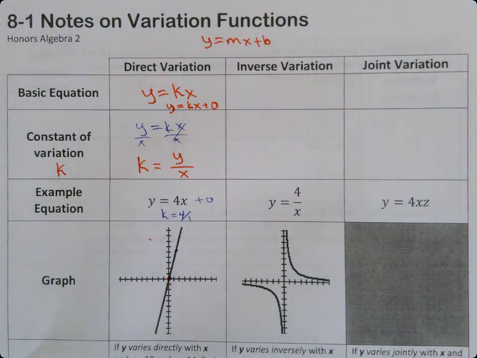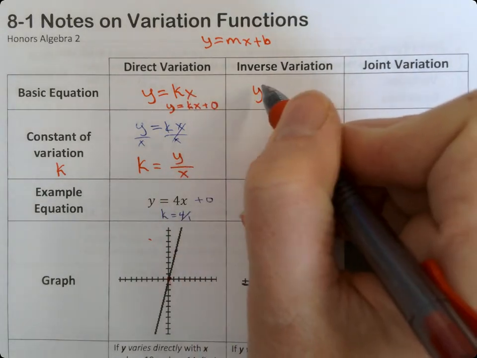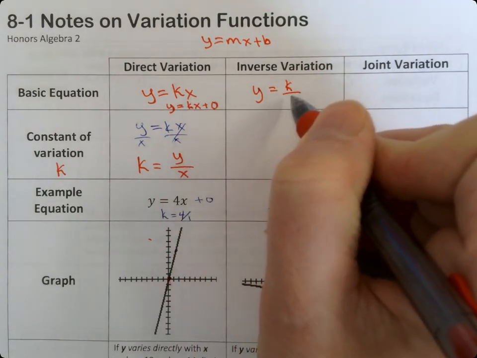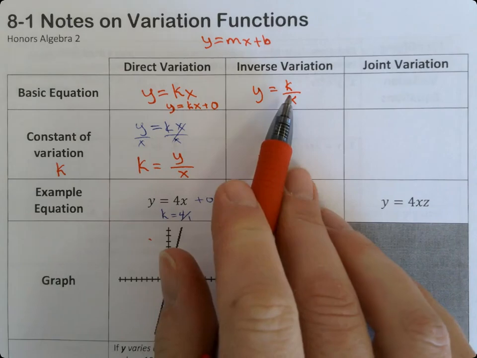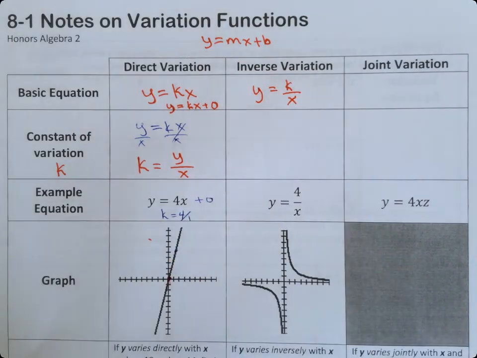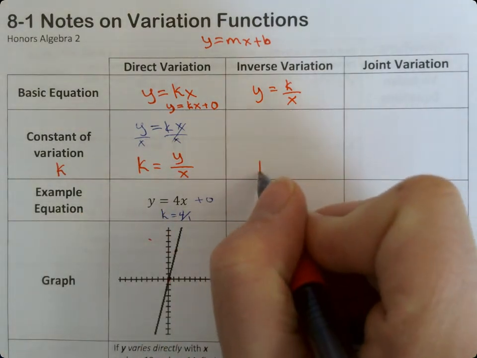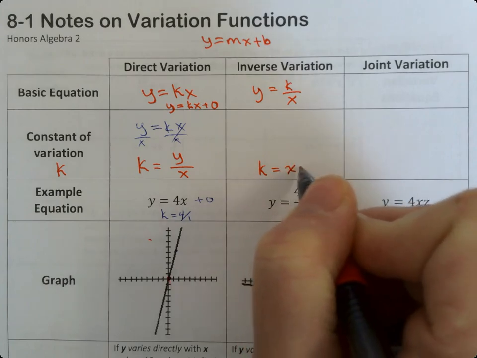Now, we have this inverse variation. Instead of multiplying by x, we are going to take k and divide. The inverse of multiplication is division, and the order does matter. So the inverse variation is y equals k over x. If I ask you for the constant of variation, k is equal to x times y.